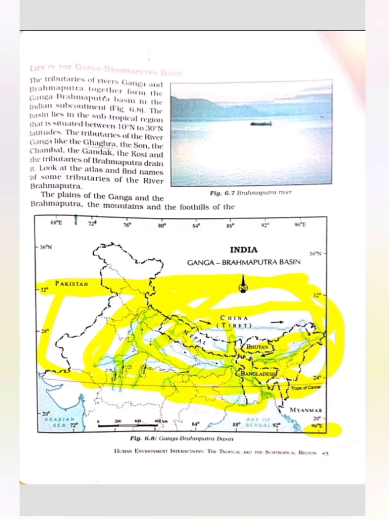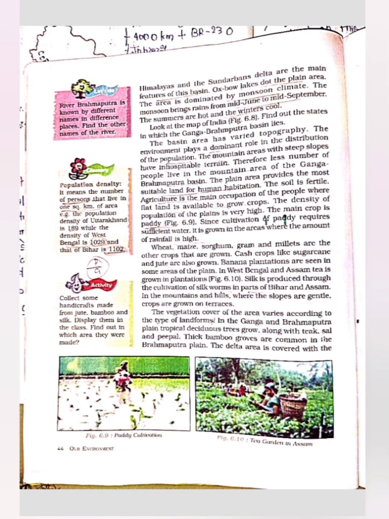So this region is called the subtropical region, where the climate is moderate and not extreme. Himalaya and the Sundarban Delta are the main features of this basin, because both rivers deposit a delta at one place and form the Sundarban Delta, which is the largest one. Oxbow lakes dot the plain area.